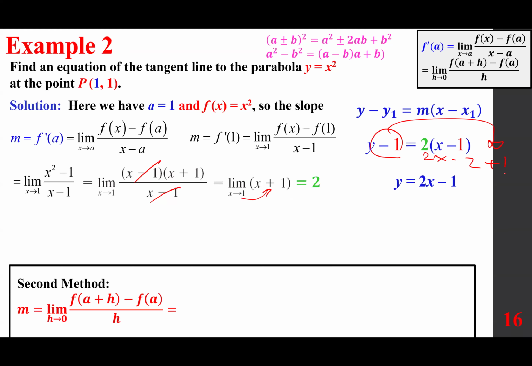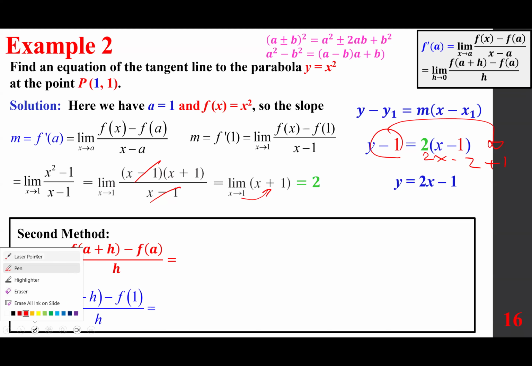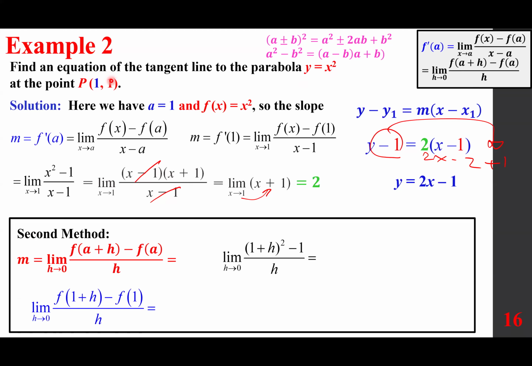I want to look at the second method for practice. m is the limit of f of a plus h minus f of a over h as h approaches 0, and we replace the a with 1. So what is f of 1 plus h? 1 plus h quantity squared. What is f of 1? Simply 1. 1 plus h squared, we know a plus b squared is a squared plus 2ab plus b squared. So it's 1 plus 2h plus h squared.